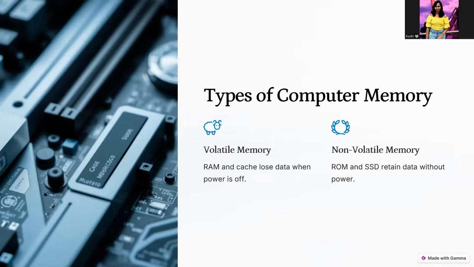Then next one is types of computer memory. Memory is a critical part of any computer. There are two main types, volatile and non-volatile. Volatile memory like RAM is temporary and loses data when the computer is turned off.